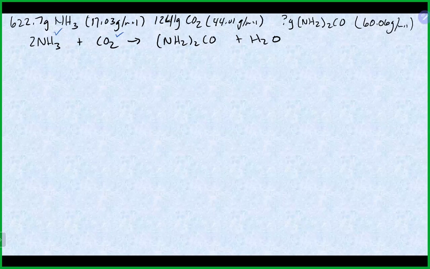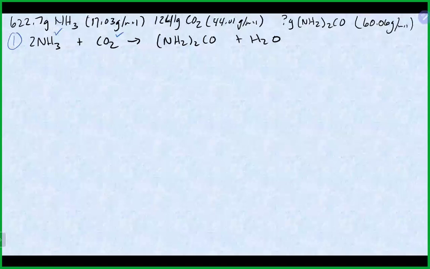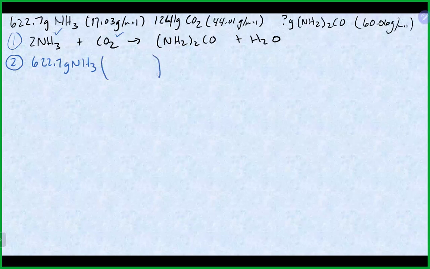So now that we know it is a limiting reagent problem, because we can get the moles of both reactants, we just follow our steps. Step number one, it's already balanced, which is good. Step number two, we take whatever they gave us and convert to moles. So we're going to take our 622.7 grams of NH3. They were nice in this problem and gave you the molar mass, which normally they do not. Normally you do need to go to the periodic table and calculate your own molar mass. In this case, it's 17.03 grams per mole of NH3.